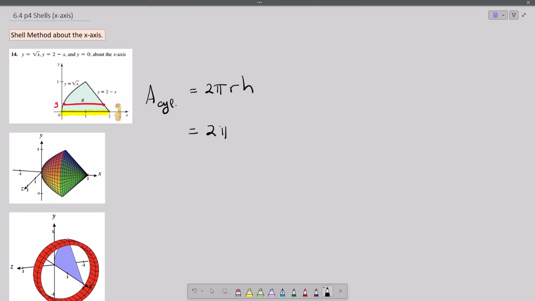So what letter do the r and the h have to turn into? Y. They have to turn into y's, because we're integrating with respect to y's. Okay. So, let's take a look at this.